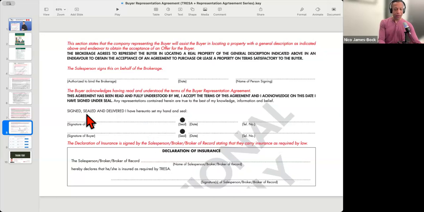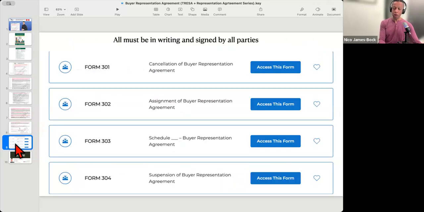The following section includes the signatures of the parties involved, as well as a declaration of insurance of the registrant. All registrants have to have valid errors and omissions insurance. And this section provides that declaration. As I mentioned earlier, all representation agreements must be in writing. There are other agreements associated with the buying of real estate. This particular agreement, the buyer representation agreement, is Form 300.